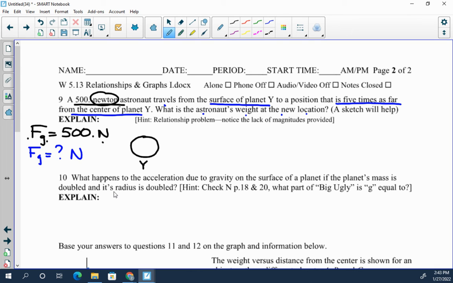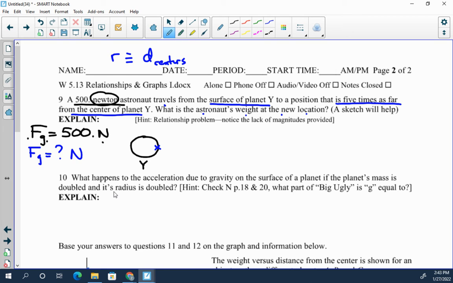Anyway, there's planet Y. Now let's start this out. They travel from the surface of planet Y. Now this one's a little tricky right here. Here's the surface of planet Y. What is the R at the surface of planet Y? There is one, because R is defined as the distance between centers. So what is the R on the surface of planet Y?